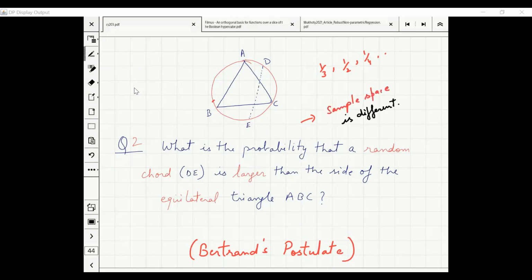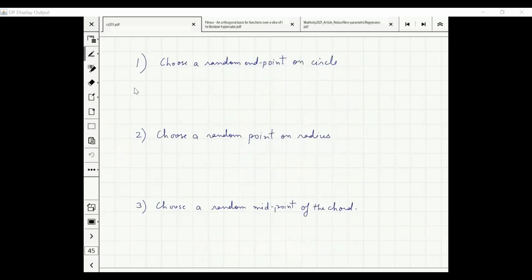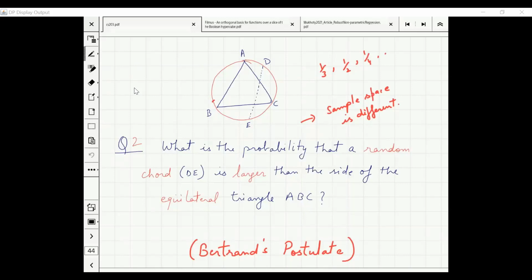Since you might be wondering what happened, why are there three, what are the three answers I am talking about? So let me just tell you this. First example, in the first sample space, I will choose a random endpoint on the circle in the sense that I can fix one endpoint.